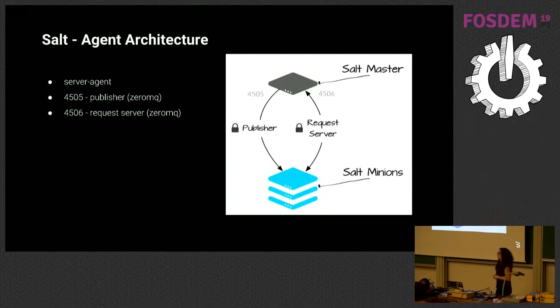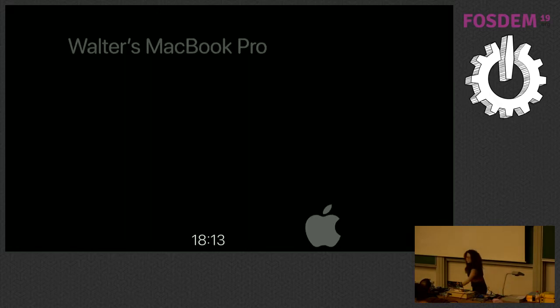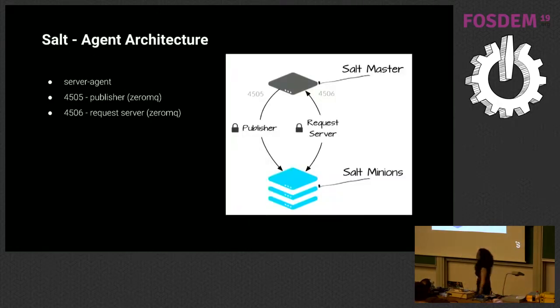These are using the ZeroMQ library, and the publisher essentially is sending out all the commands from the master to the minions, and the minions then determine from there whether they should actually run the command. And then we have the request server, and this is where we get a lot of the bidirectional communication between the master and the minion. So when talking about converting over to an agentless solution, obviously SSH is unidirectional. So we had to be careful in terms of how we architected that so that we could use the power of Salt, but also use SSH.